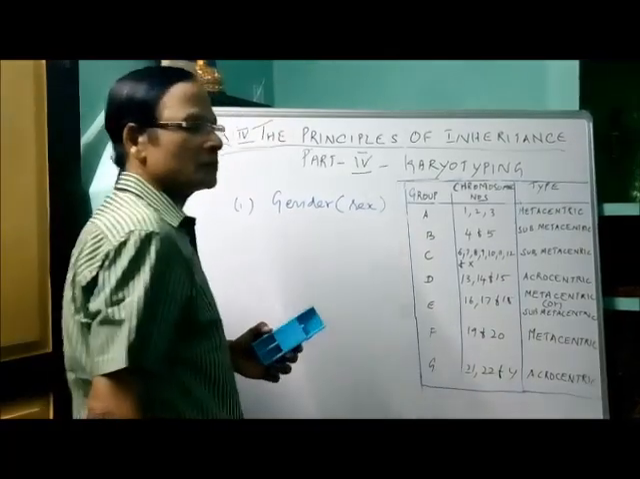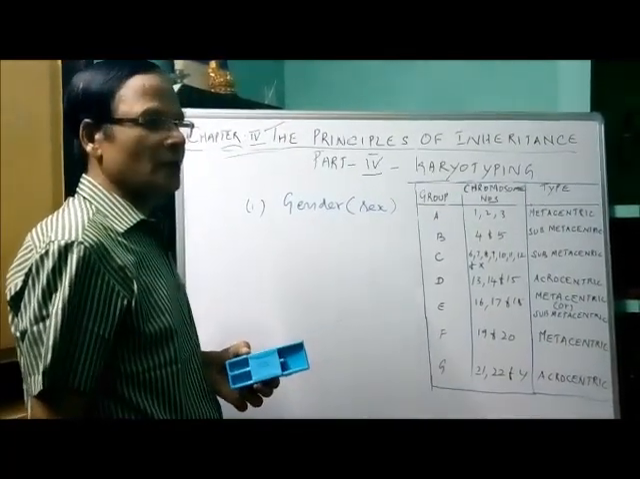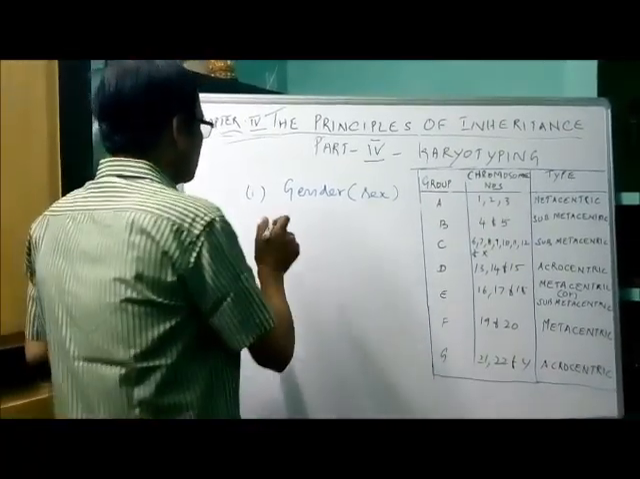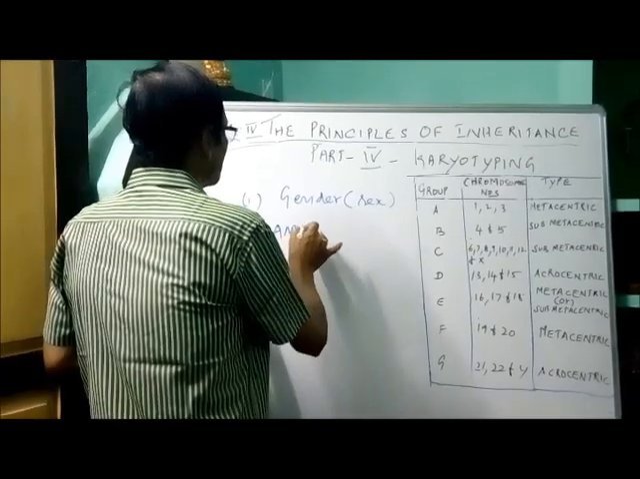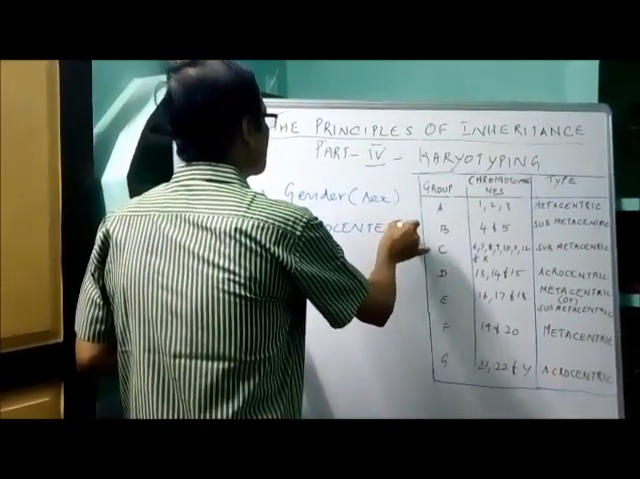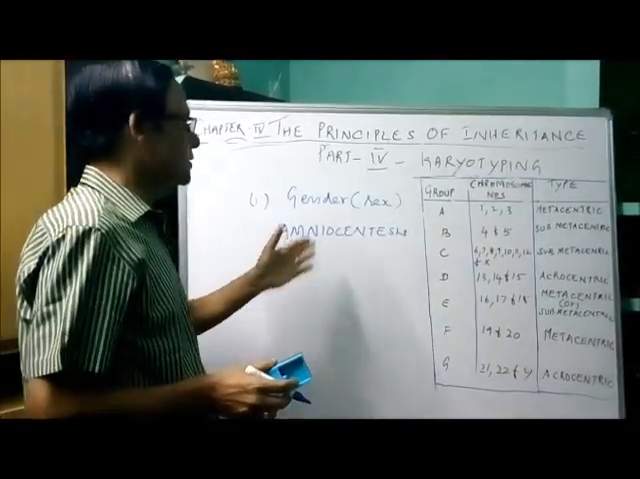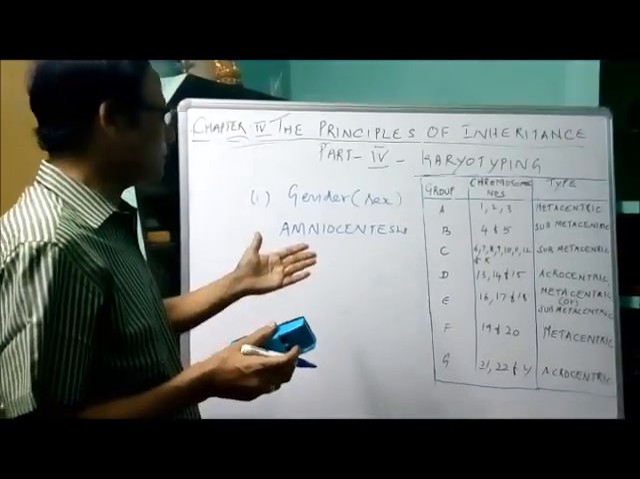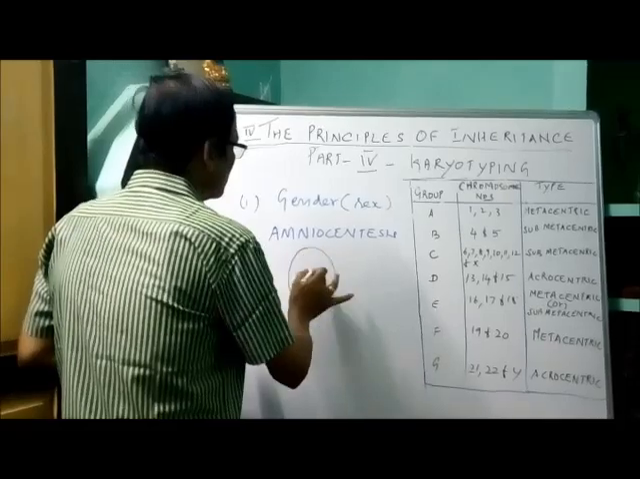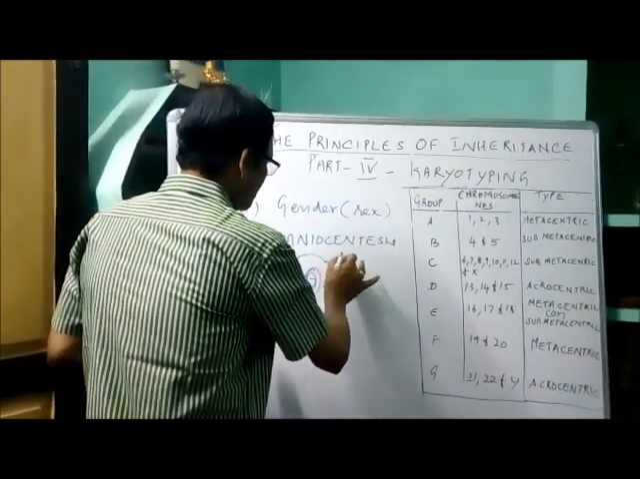particularly the baby. During embryonic development, a method adopted to know the sex of the baby is amniocentesis. This is a method adopted to know the sex of the baby that is developing inside the womb of the mother. Here, normally the embryo is developing within a membranous bag, the amnion.